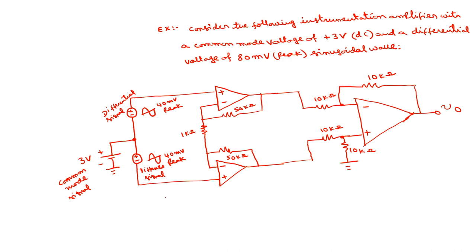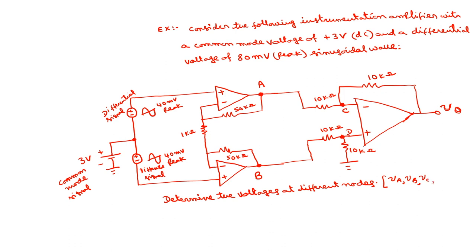So the problem is to determine the voltages at different nodes. Let us call this node A, this node B, node C, node D, and then finally the output voltage V0. Means you have to find out what is VA, VB, VC, VD and V0. If I call this input voltage here as V01 voltage, and this as V02 voltage, then what is the expression for V01?